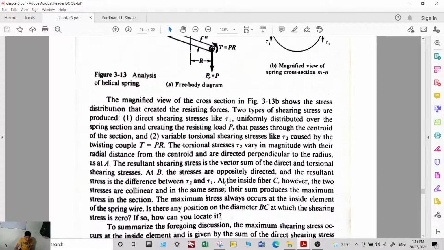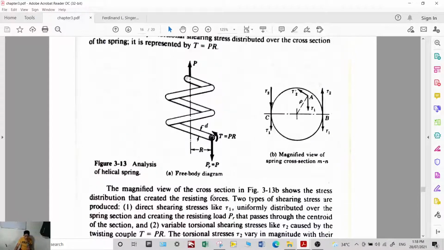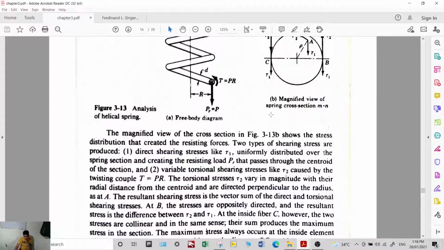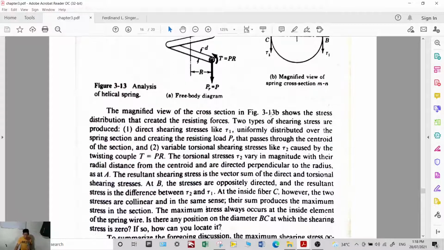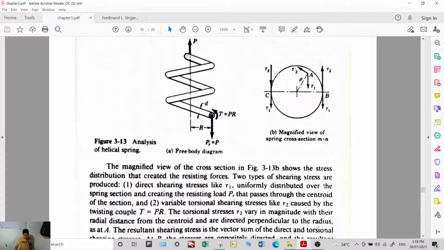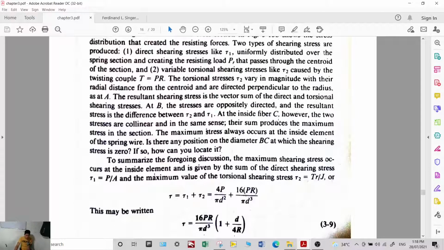So the maximum stress always occurs at the inside element of the spring wire. My maximum stress is in this part, the inside element of the spring, because there the orientations are the same. If you add them at the other side, only a small value remains because they are in opposite directions.